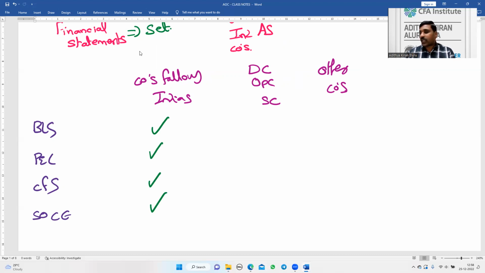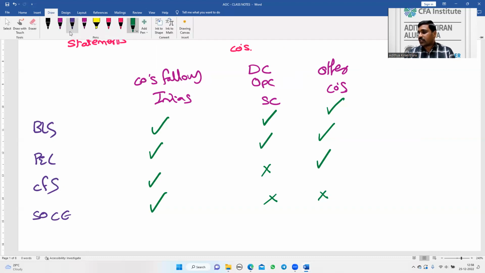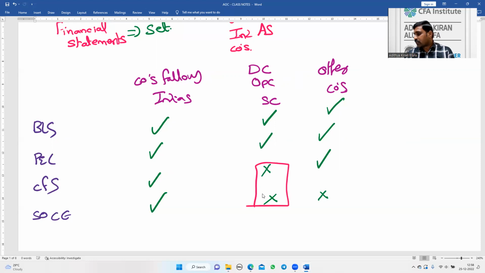Dormant company, one person company, and small company have to prepare the balance sheet and profit and loss account. Cash flow statement and statement of changes in equity are not required. Other companies have to prepare the balance sheet, profit and loss account, and cash flow statement. Statement of changes in equity is not required. So this is the point: which companies need to prepare which financial statements.